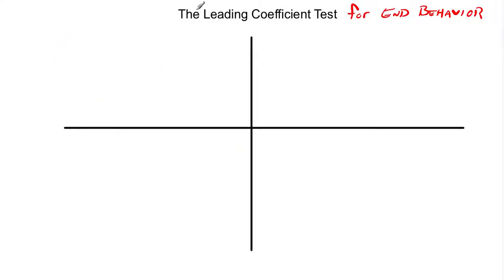So we have two situations here. We could have that the degree is even, or we could have that the degree is odd.